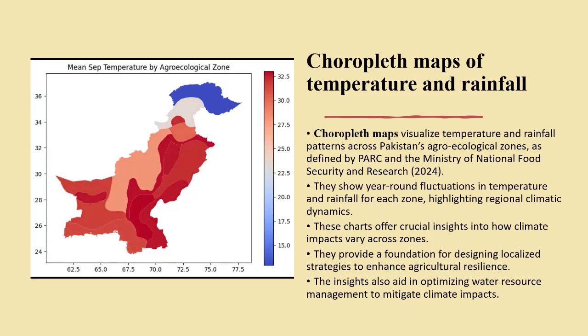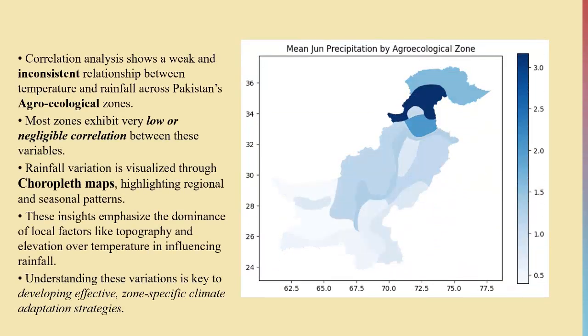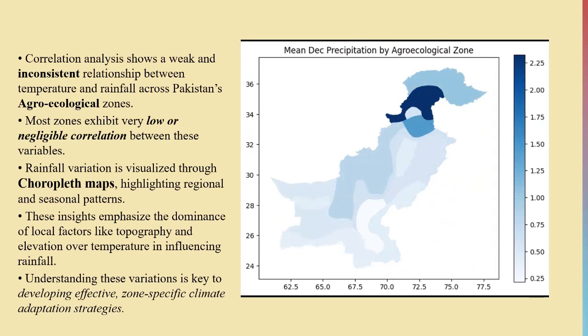The choropleth maps of temperature and rainfall based on agroecological zones defined by PARC highlight how climate varies across the country. Eastern zones receive heavy rainfall during the monsoon, while western zones get most rain in winter due to westerly disturbances. Analysis of temperature and rainfall shows a weak or inconsistent relationship, with temperature having minimal impact on rainfall. Factors like elevation, topography, and seasonal weather systems play a more significant role in shaping regional climate patterns.